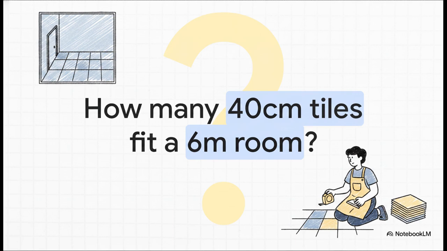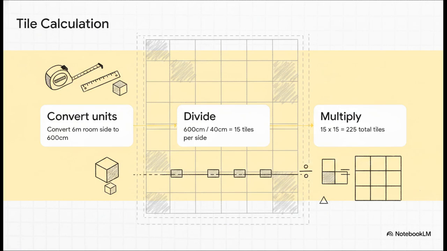Now, you might be wondering, why does this actually matter? Well, imagine you're renovating a house. You've got a perfectly square room with 6-meter sides, and you want to lay down square ceramic tiles that measure 40 centimeters by 40 centimeters. How many tiles are you actually going to need to cover that floor? See, this isn't abstract math anymore. This is literally your weekend DIY project. Let's crack this puzzle together.